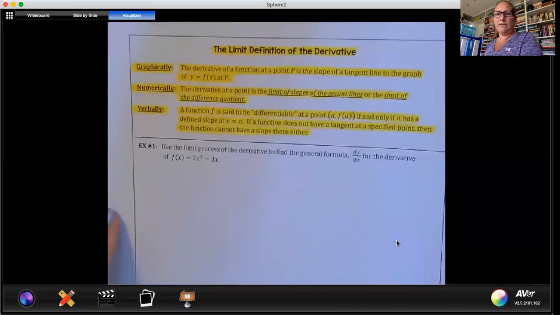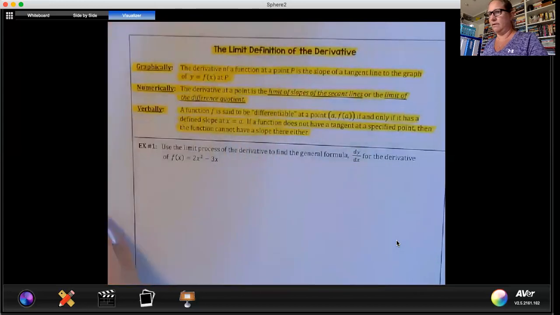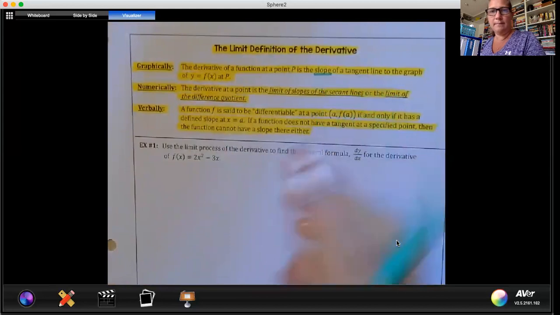The limit definition of the derivative. We will be doing a lot of this today. Graphically, the derivative of a function at a point P is the slope of the tangent line to the graph of y equals f of x at P. Derivative equals slope. Numerically, the derivative at a point is the limit of slopes of the secant lines, or the limit of the difference quotient.